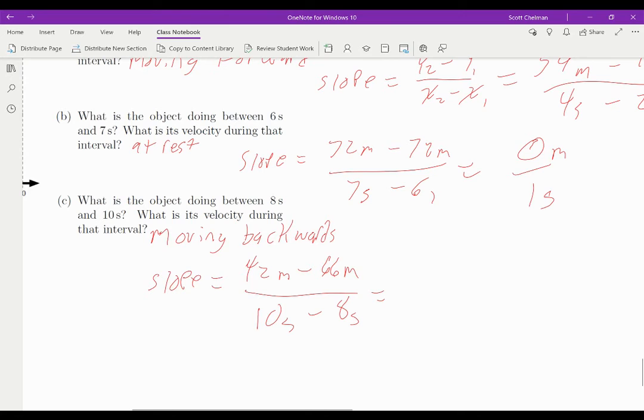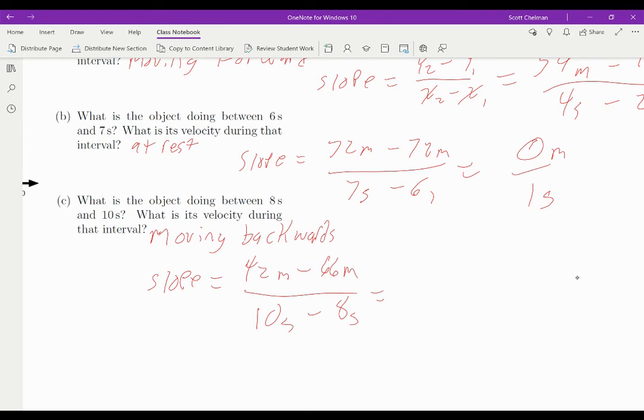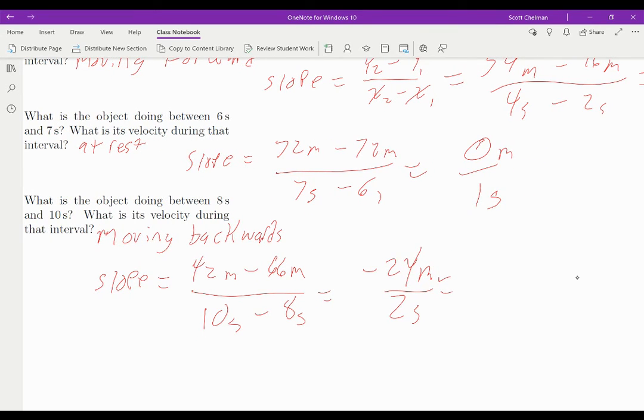All right. So 2 seconds on the bottom. What's on the top? 42 minus 66. What's 42 minus 66? Negative 24. Okay. So then that's going to be a negative 12 meters per second.